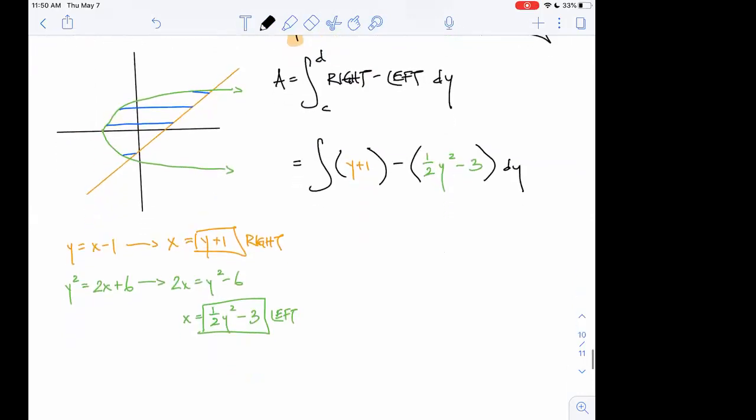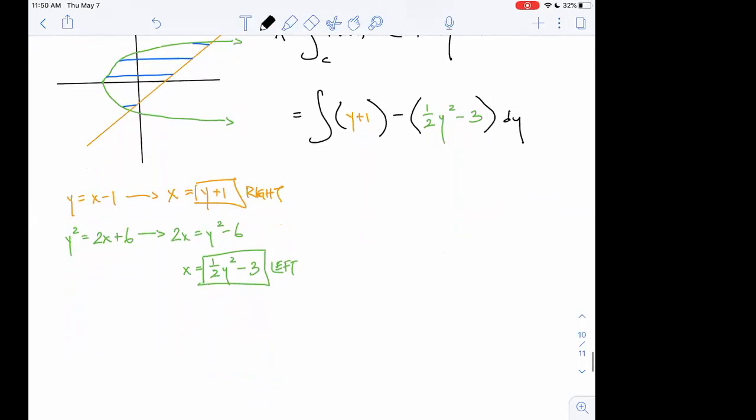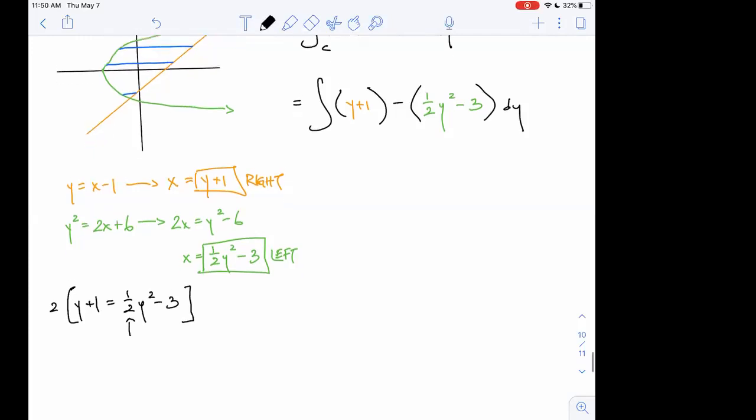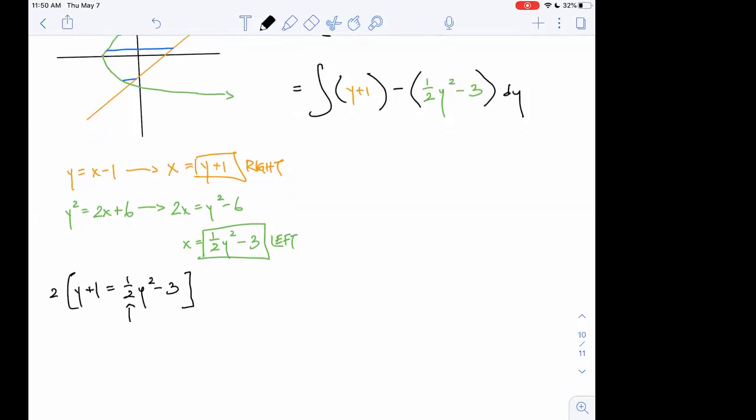Okay. Now, the nice thing about doing this first is that I can set my orange curve and my green curve equal to each other, because they're already both equal to x. So I can say that y plus 1 equals 1/2 y squared minus 3. This is the setup we're going to use to help us find our c and our d. I'm going to multiply everything by 2 so I can get rid of this fraction, because factoring is hard enough, and when you layer in fractions it makes it even harder.